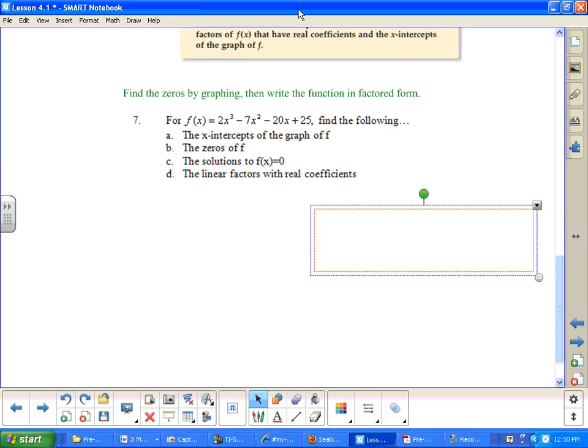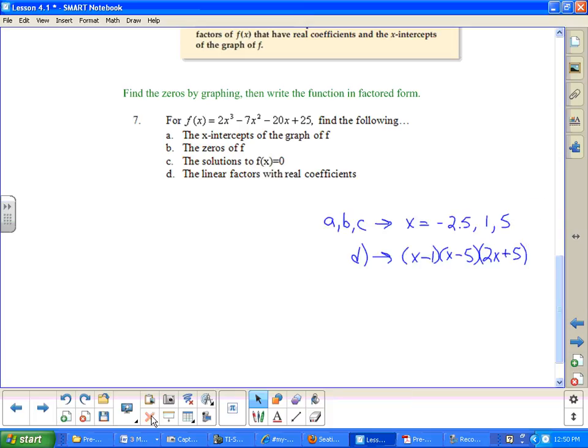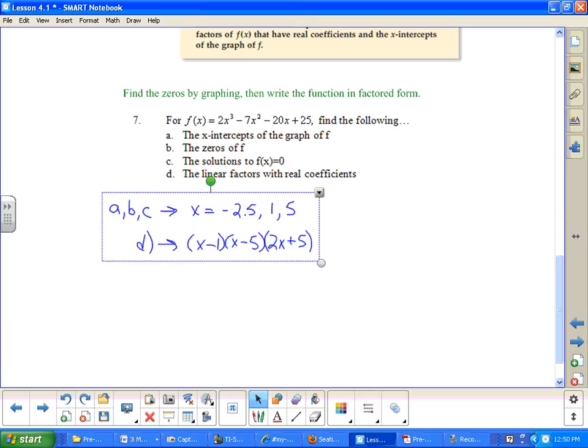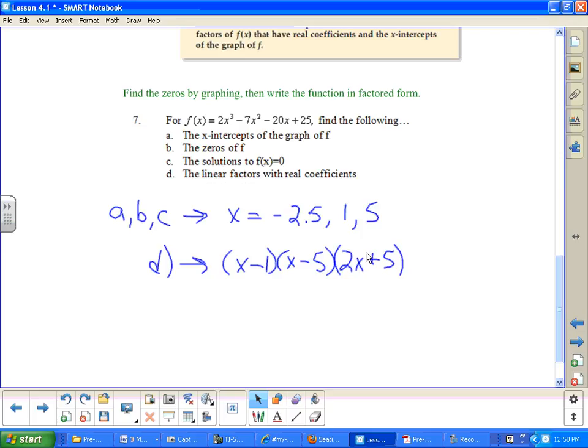So, all right, your answer here for number 7 should have been: you would find the zeros of -2.5, 1, and 5, which then, writing this function with linear factors, would be x minus 1 times x minus 5 times 2x plus 5. And I'll show you how I got D.